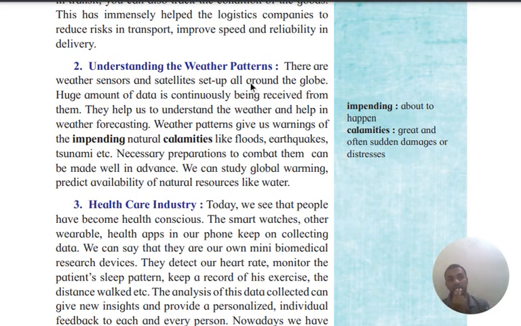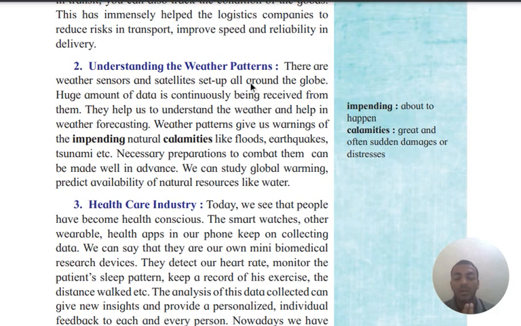So with the help of weather data, this data helps us to understand the weather and take decisions on the weather or predict the weather. Forecasting is nothing but prediction. Clear? And weather patterns give us warning of impending natural calamities like floods, earthquakes, tsunami. Okay, so weather patterns give us warning of impending natural calamities like floods.